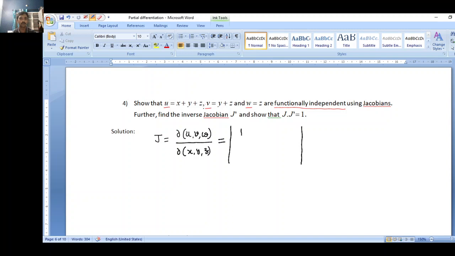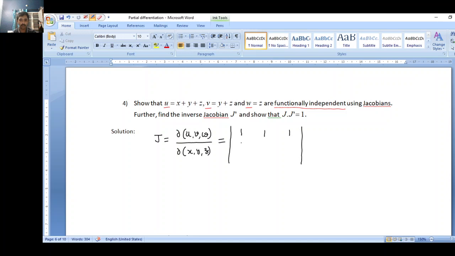Similarly, when we go for the second row, the first element would be ∂v/∂x, and because v contains only y and z, ∂v/∂x would simply be 0. And then ∂v/∂y would be 1, and ∂v/∂z would again be 1. And the third row would be ∂w/∂x, ∂w/∂y, and ∂w/∂z. Now because w is simply z, ∂w/∂x would be 0, ∂w/∂y also 0, and ∂w/∂z would be 1.